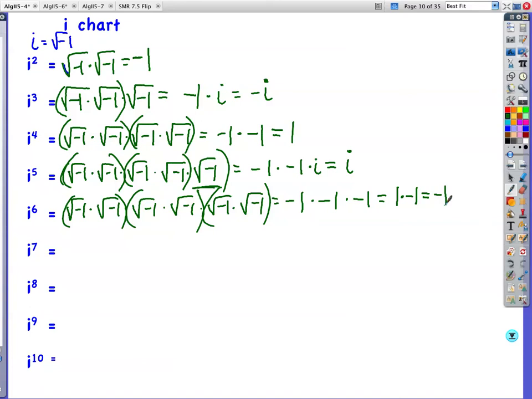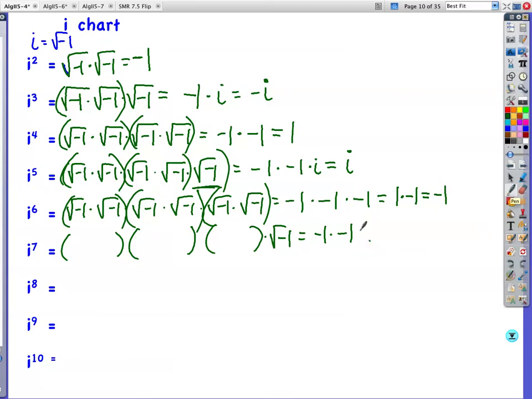Okay. Now, I'm going to do a little shorthand. i to the 7th. There's this. Repeating this. There's the 6th power. All right? And then I have to take it times 1 more, square root of -1, right? Well, this part just so happens to be -1 times -1 times -1.